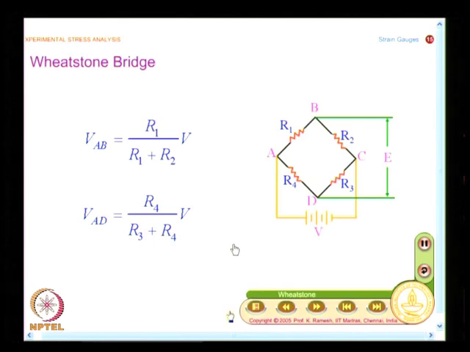And what you have here, I have 4 arms of the bridge: arm AB, BC, CD and DA. What I do is I supply voltage between the points A and C, and I measure the potential difference between points B and D. That is what I measure. In your earlier class, you would have also seen how to find the voltage AB and voltage AD, and these are given as these expressions, but our focus is different.